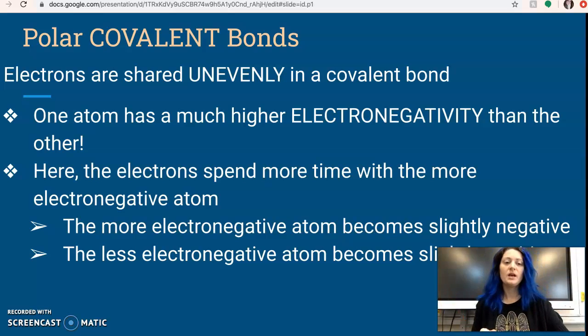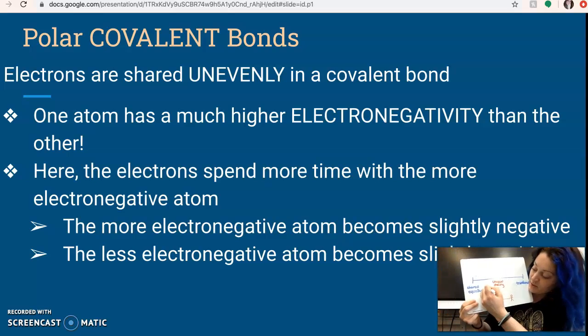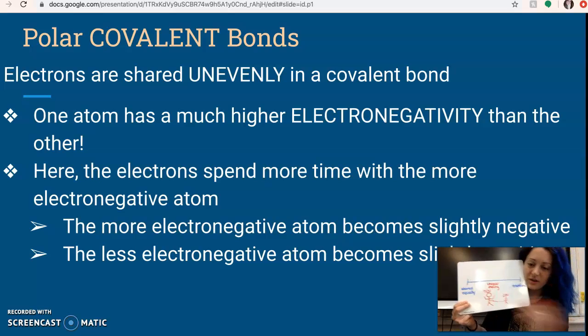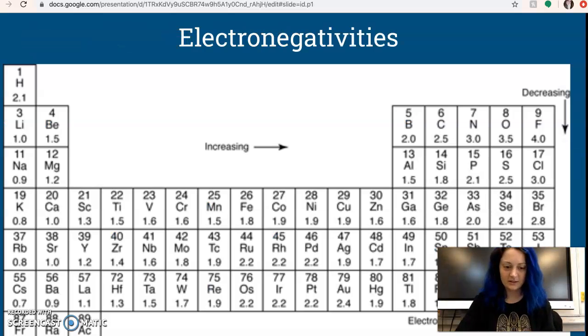So let's back up. For a polar covalent bond, what happens is one atom has a higher electronegativity than the other atom. And in that case, the electron is going to spend more time with the more electronegative atom than it will with the less electronegative atom. So again, if we're talking about a tug of war, this is a terrible drawing, but between the Hulk and a scrawny kid, right? The Hulk would be the more electronegative atom, and the scrawny kid would be the less electronegative atom. And in this case, the electron is going to spend more time with the Hulk, because it's stronger and it has more pull on that electron.